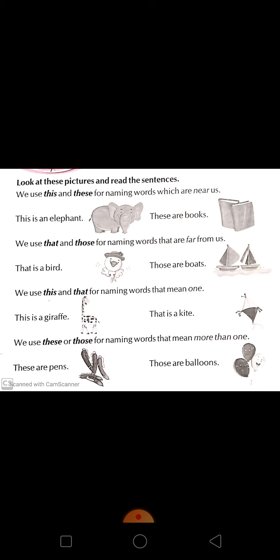We use this and that for naming words that mean one. Okay, jo one, matlab ek hai, single hai. This is a giraffe. Okay, jo near hai. That is a kite. So kite is far. Okay, we use these or those for naming words that mean more than one. Now for more than one thing, what are we going to use? These are pens. Okay, jo paas mein hai, so we use these. And those matlab jo door hai, those are balloons.